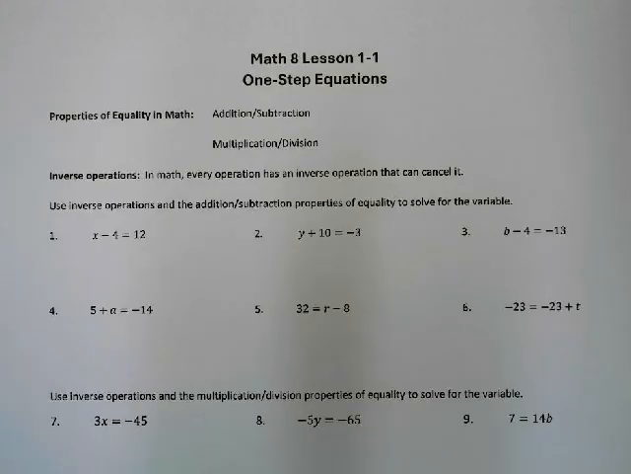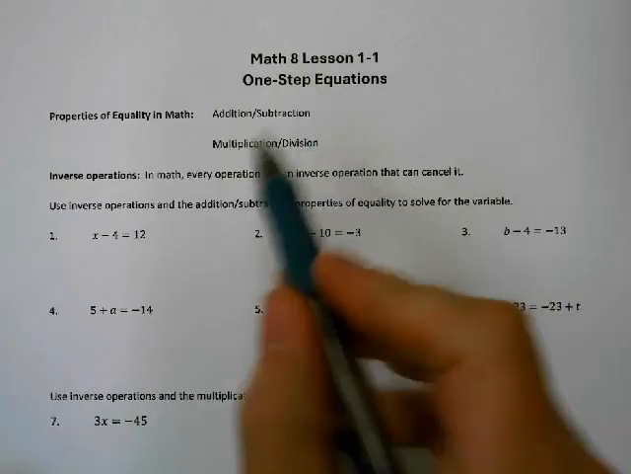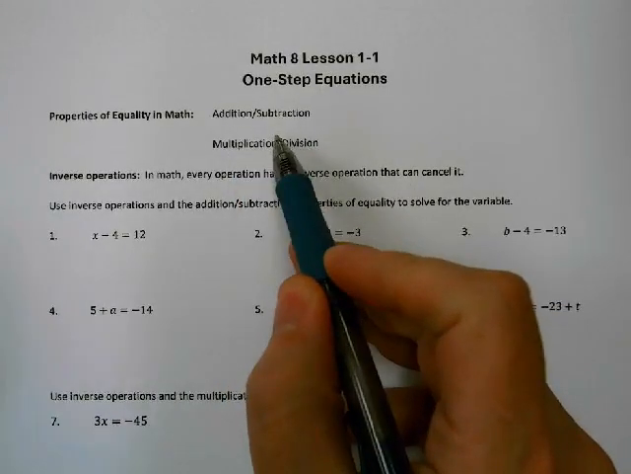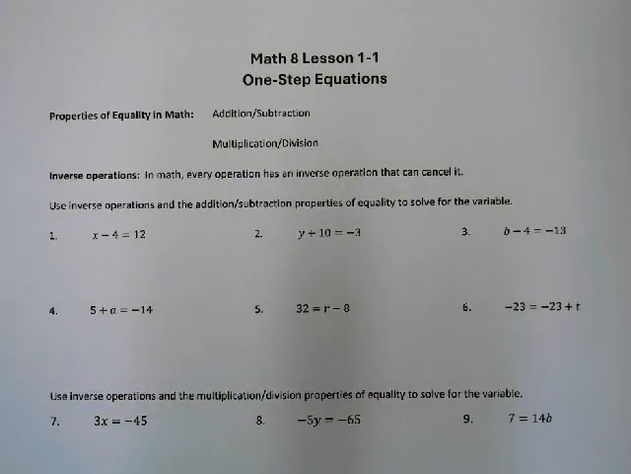All right, so we are going to use properties of equality. Properties of equality in math just mean that there are certain rules of math that you're allowed to use to help you solve equations. The first one is the addition or the subtraction property of equality. All these simply say is that it's okay to add the same amount or subtract the same amount from both sides of the equation.